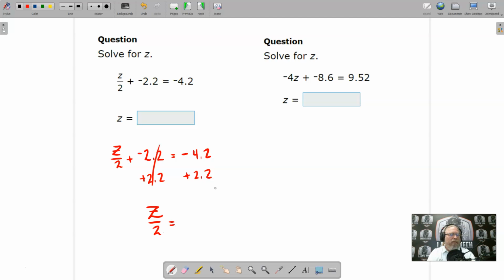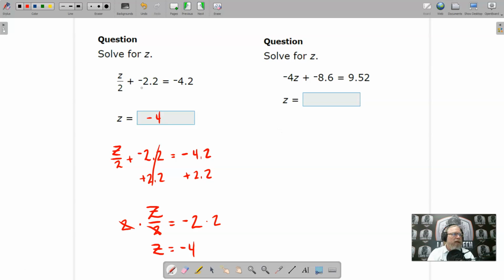And then negative 4.2, and I'm going to add to that 2.2, and that's going to give me a result of negative 2. Now let's go ahead and multiply both sides by the denominator of 2. Times 2. The 2's cancel each other, leave me with z, and negative times positive is negative. 2 times 2 is 4, therefore z equals negative 4.